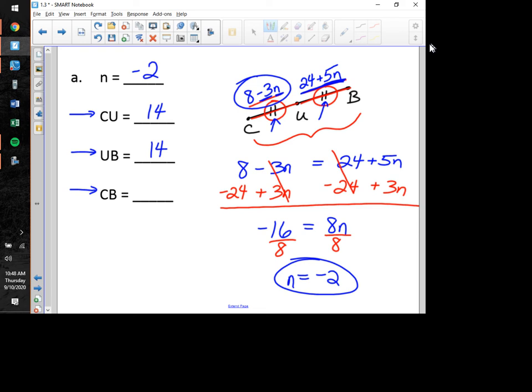And unfortunately, to find the measure of CB, I have to make the assumption that what I did before was correct. I don't know the overall measurement of CB to be able to plug back in, so now we've got a segment addition postulate and say little segment plus little segment equals the big segment. That means that CB would have to be 28. There's really no way of verifying that, everybody, but we're just going to have to assume that that one is correct.